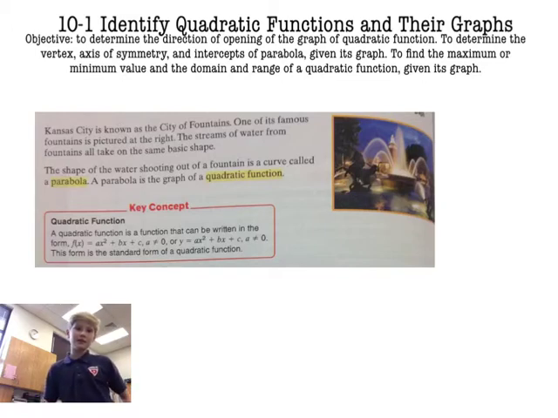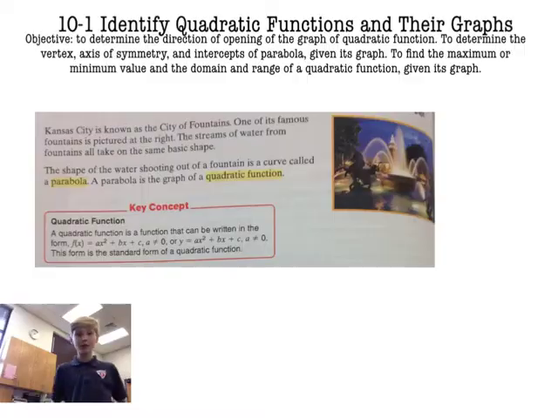Kansas City is known as the City of Fountains. One of its famous fountains is pictured at the right. The streams of water from fountains all take on the same basic shape. The shape of the water shooting out of a fountain is a curve called a parabola. A parabola is the graph of a quadratic function.